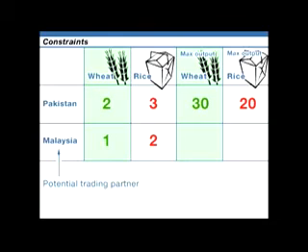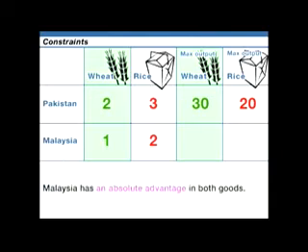Likewise, it takes 2 workers to produce 1 bushel of rice in Malaysia. Therefore, we say that Malaysia also has an absolute advantage in the production of rice. It only takes 2 workers to produce a bushel of rice in Malaysia. It takes 3 workers to produce a bushel of rice in Pakistan. Because Malaysia can do more with less, we say that Malaysia has an absolute advantage. Notice the way I've set up this example. I've cooked up a case where Malaysia has an absolute advantage in the production of both goods.